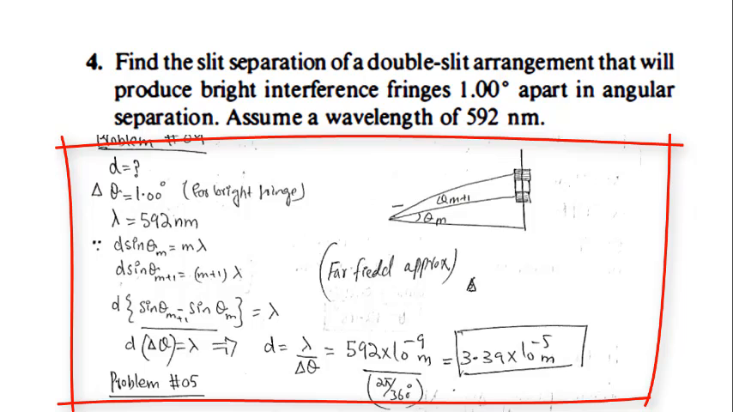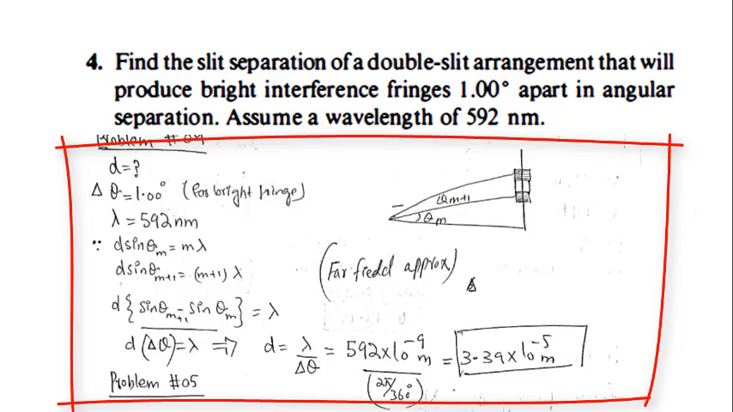So now this difference is equal to delta theta, that is 1 degree. Wavelength is given and we are asked to find the slit separation. So you can see here we have this condition: d sin theta m is equal to m lambda, and d sin theta m plus 1 is equal to (m plus 1) lambda. So I can subtract these two equations.